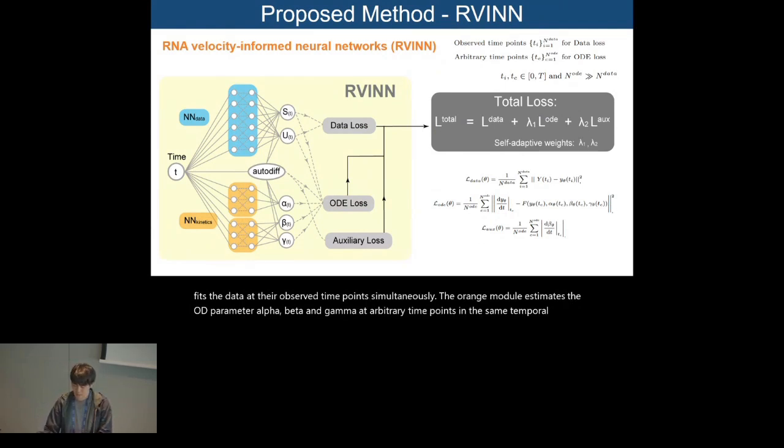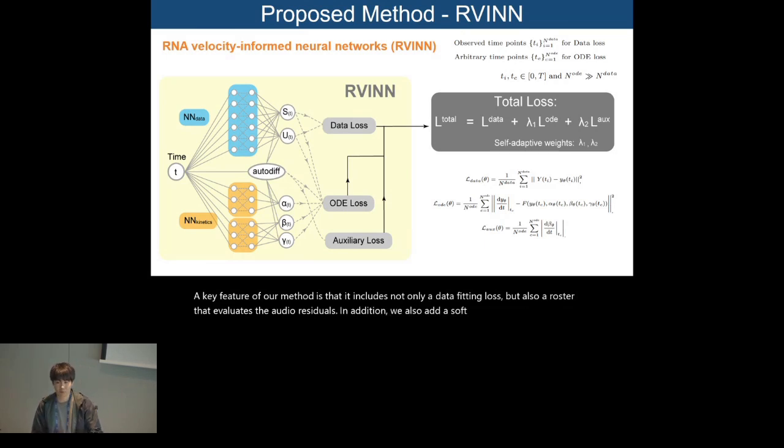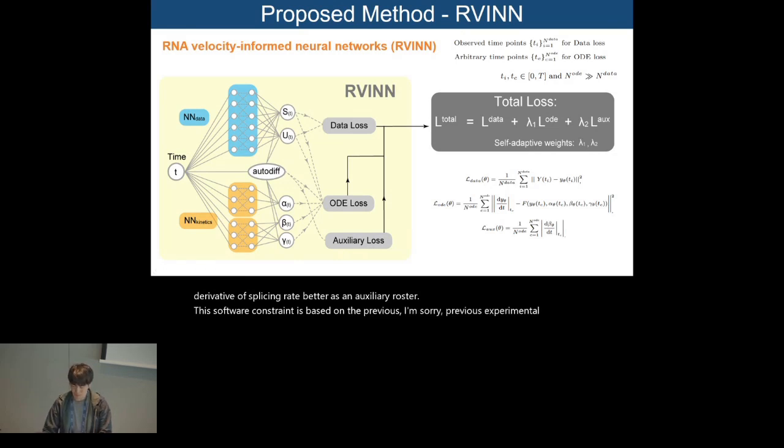A key feature of our method is that it includes not only a data fitting loss, but also a loss term that evaluates the ODE residuals. In addition, we also add a soft constraint on the time derivative of splicing rate beta as an auxiliary loss term. This soft constraint is based on the previous experimental result, and it represents domain knowledge implemented in a natural way.